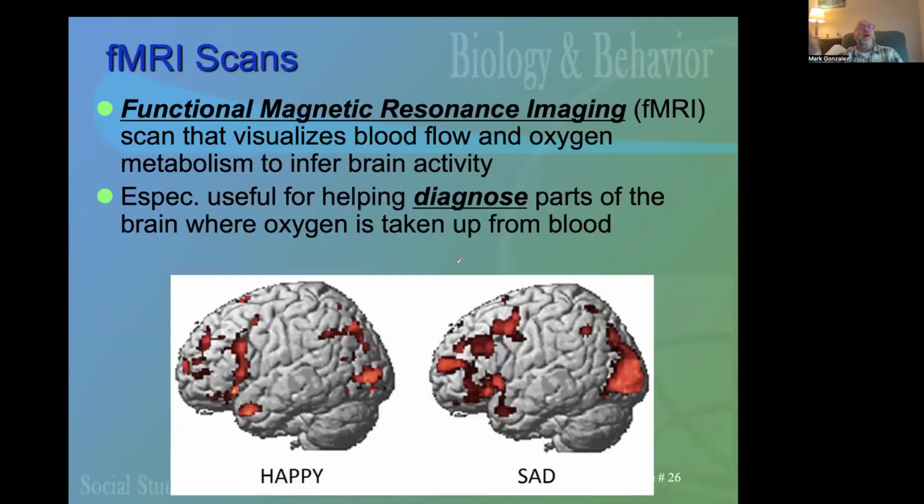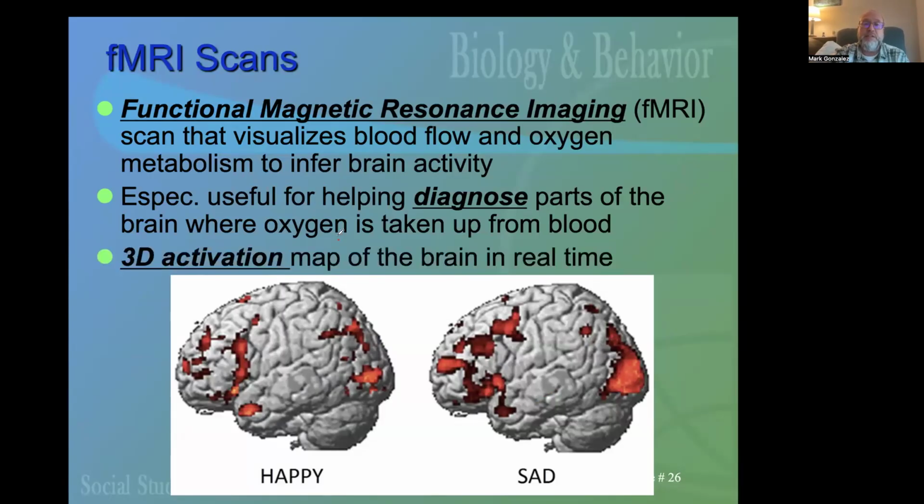There's another one out there called an fMRI, a functional magnetic resonance imaging. It's a scan that visualizes the blood flow and oxygen metabolism in the brain to infer where the activity of the brain is happening and where it's not happening. It's really useful to help diagnose parts of the brain where oxygen is taken up from blood. And it's 3D activation. You can see here it's showing where different activation is happening through blood and oxygen.